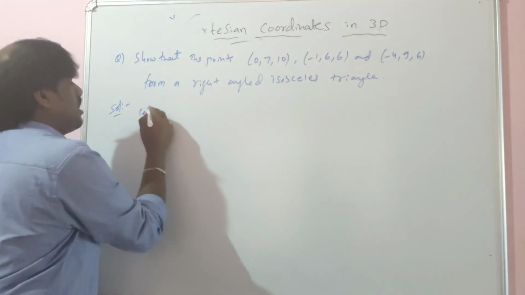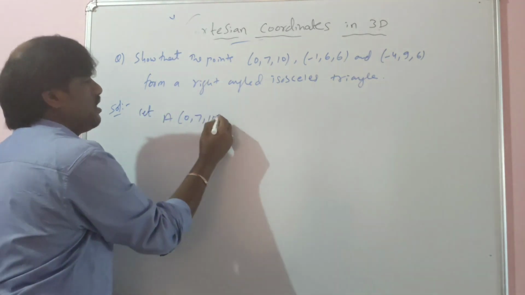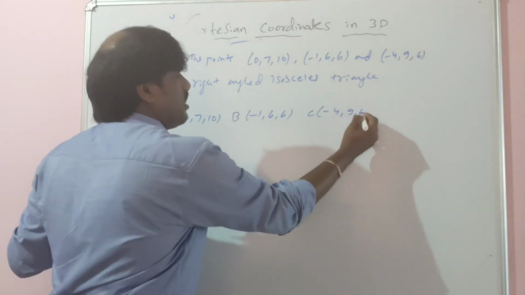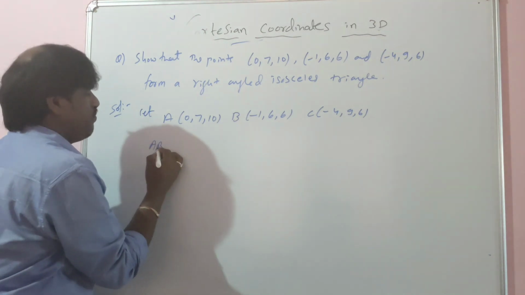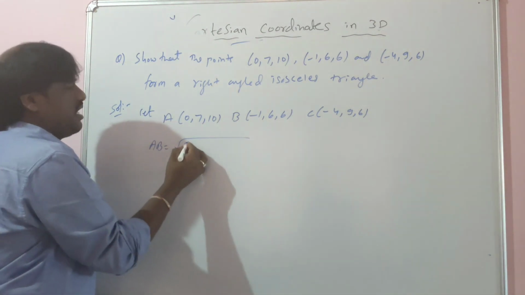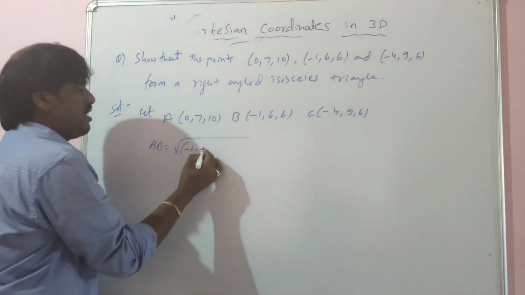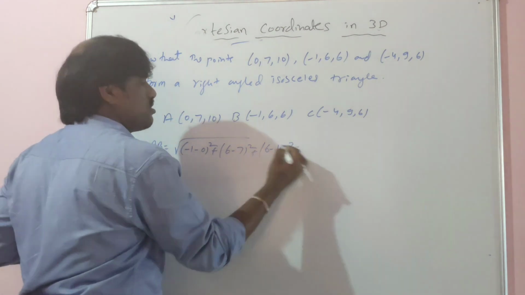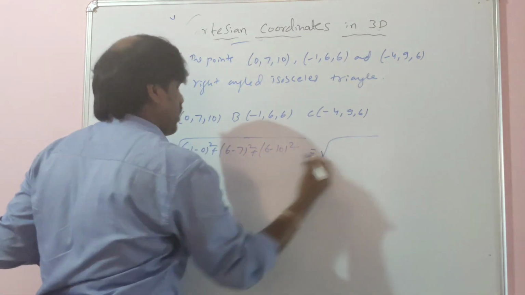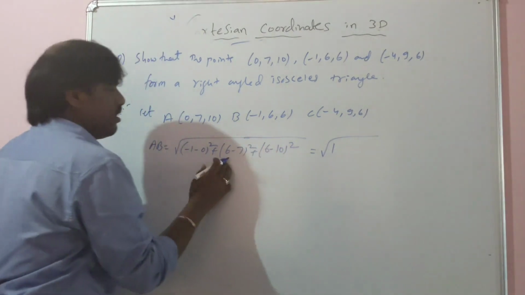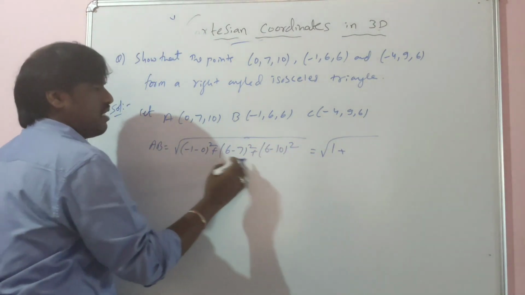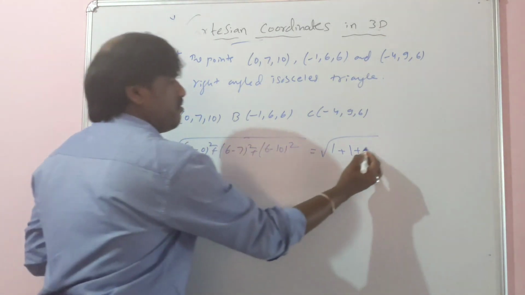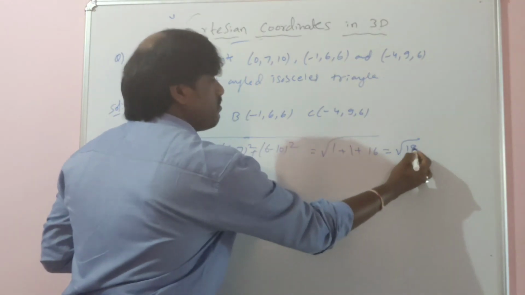Let us consider A equal to (0, 7, 10), B equal to (minus 1, 6, 6), C equal to (minus 4, 9, 6). Find the distance of AB using the formula: square root of (x2 minus x1) whole square, that is (minus 1 minus 0) whole square, plus (y2 minus y1) whole square plus (z2 minus z1) whole square. So AB is the square root of minus 1 square, which is 1, plus 6 minus 7 is minus 1 square, which is 1, plus 6 minus 10 is minus 4 square, which is 16. So I get the square root of 18.